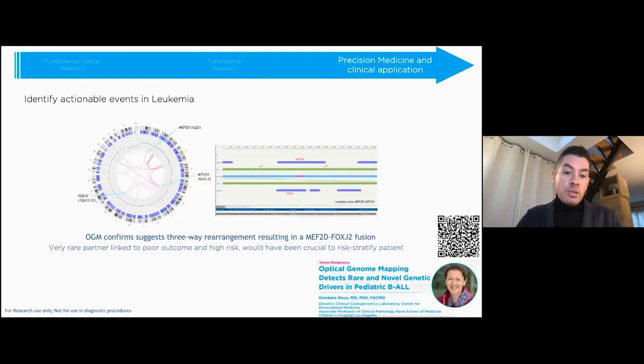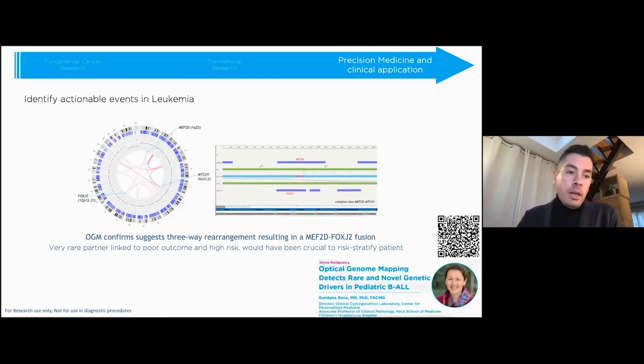And to their surprise, when they ran optical mapping, it reported numerous rearrangements they were completely unaware of. And this is most likely due to the fact that leukemia cells can sometimes not grow or grow poorly depending on the culture condition. And this really illustrates the potential of working from uncultured cells with optical mapping.